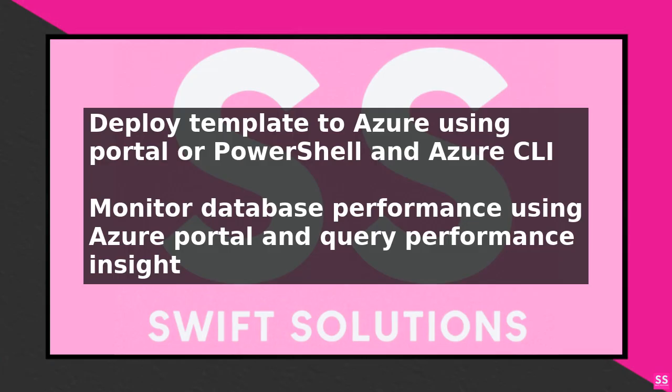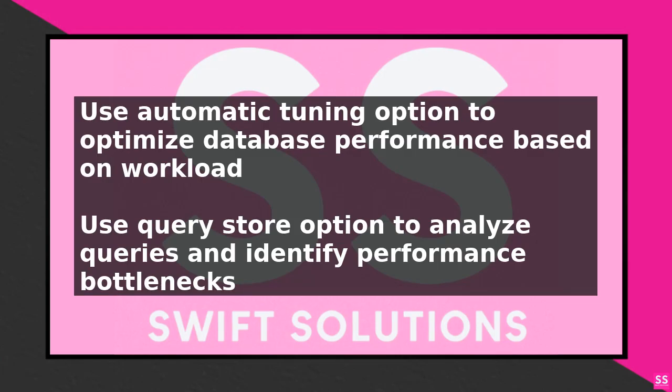Best practices for deploying an ARM template for Azure SQL performance tuning include testing the template in a non-production environment before deploying it to production. You should also monitor the performance of your database after deploying the template to ensure that it is meeting your performance requirements.